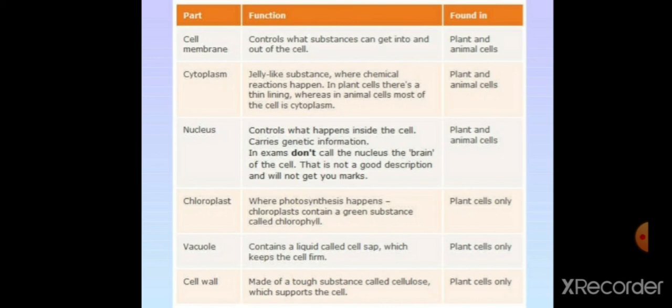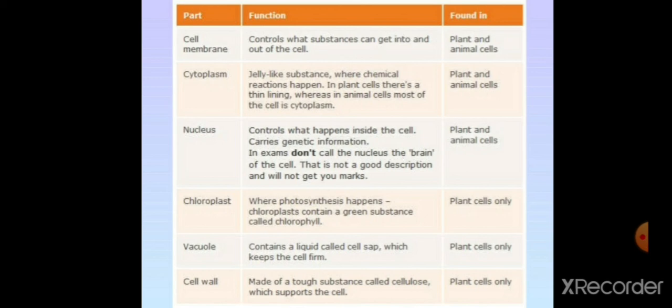Then you've got the chloroplast, where photosynthesis takes place. It has a substance which is called chlorophyll. Then the next one is the vacuole, which is used for storage. This is present only in plant cells. Cell wall is made up of a tough substance which is called cellulose, which supports the cell. It is present only in the plant cell.